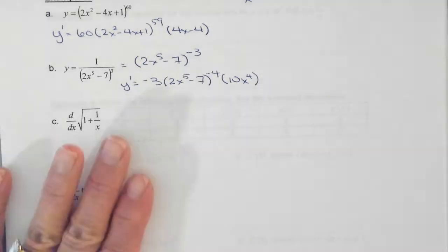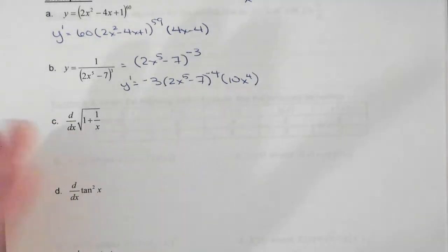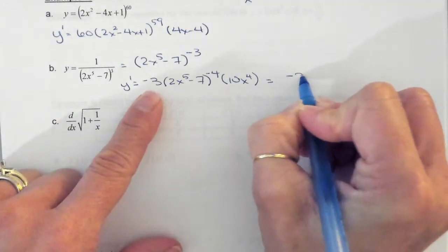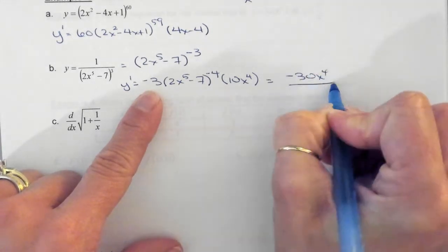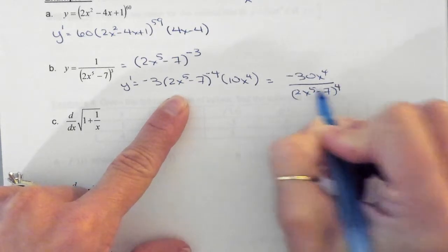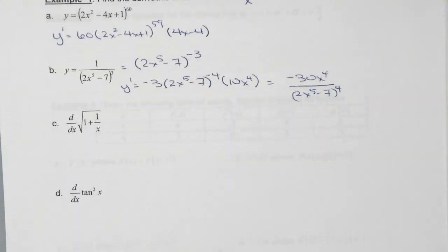Okay, so technically you are finished. You do have your derivative, but this can be rewritten. We could rewrite this as negative 30x to the 4th over 2x to the 5th power minus 7, and that 4th is on the bottom. Okay?